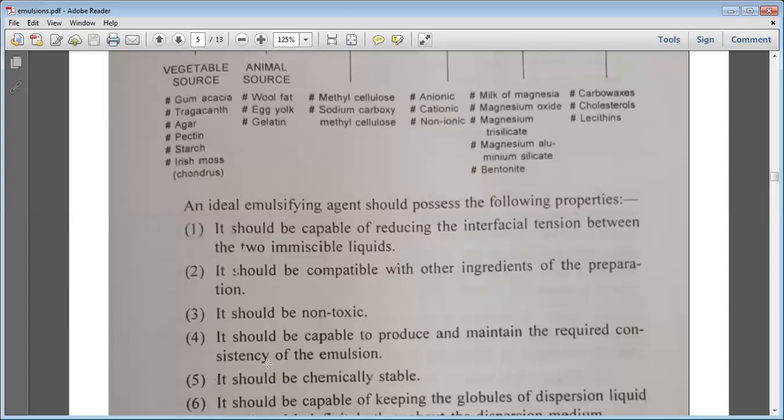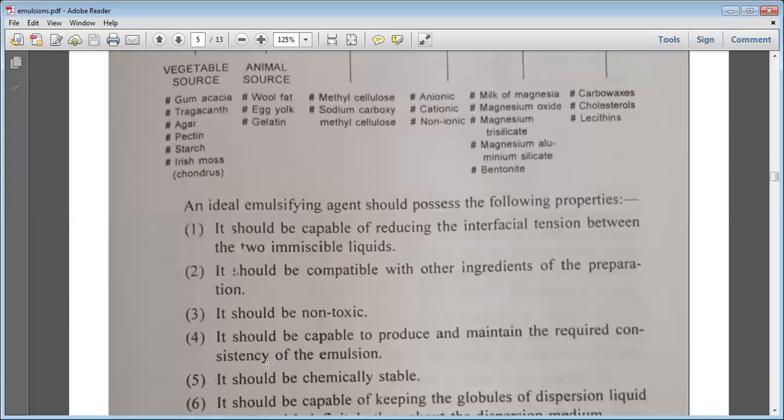Now, if you break the oil into small globules and add a third substance known as an emulsifying agent, then the emulsifying agent will protect the oily globules, which are then said to be dispersed in the continuous phase, and therefore it leads to a stable emulsion.